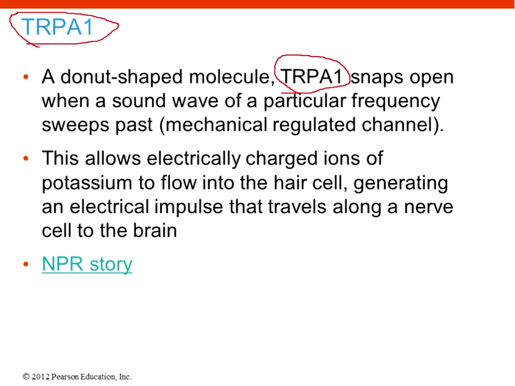Remember we talked about channels that need to open to allow for depolarization to occur, to allow ions to rush into the cell. Okay, this one is going to open at a mechanical stimulus, and so that's what happens. Once that mechanical stimulus arrives, it opens these mechanically regulated channels, allowing electrically charged ions of potassium to flow into the hair cell, and that ultimately converts it into an electrical impulse that can be understood by the brain. So that's really the trick: converting a mechanical stimulus into an electrical impulse, and this is where it happens.